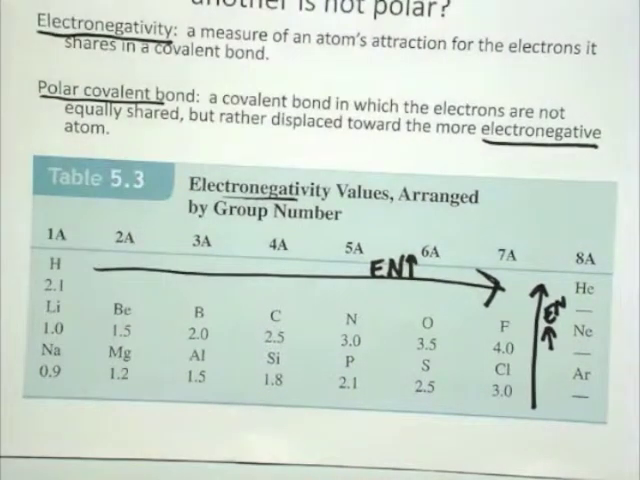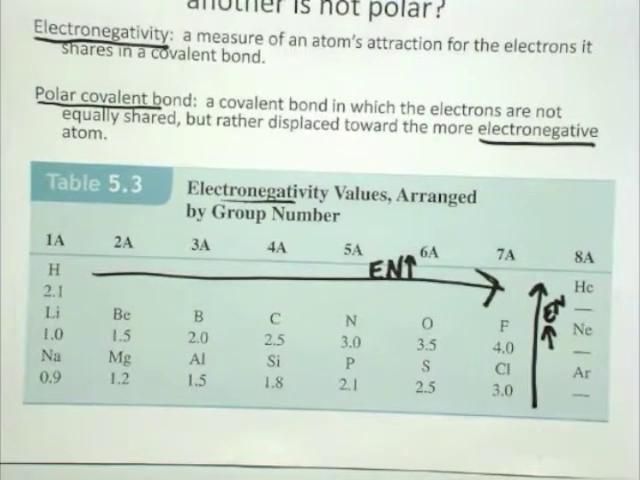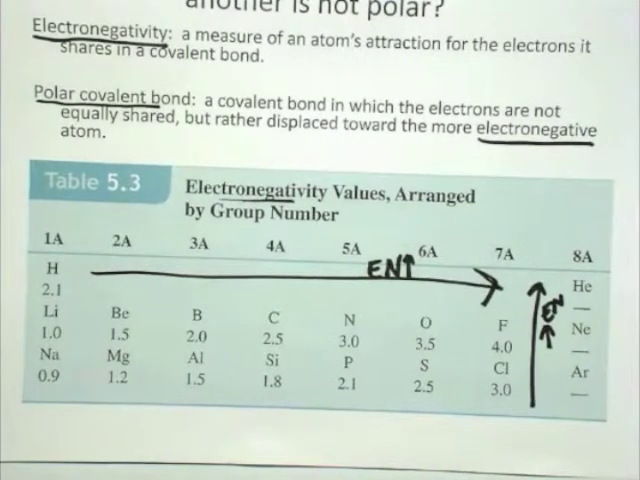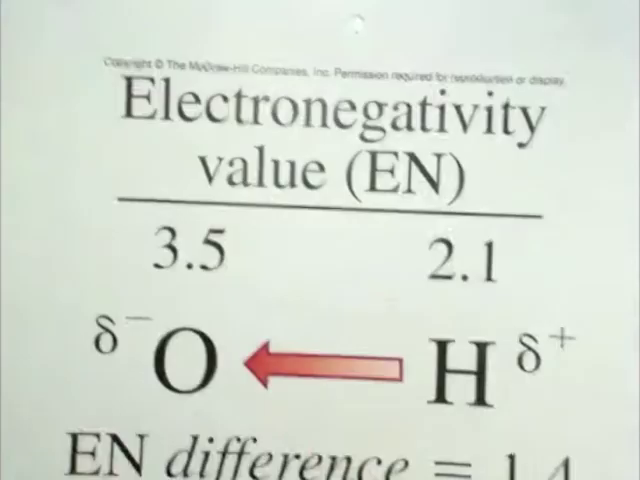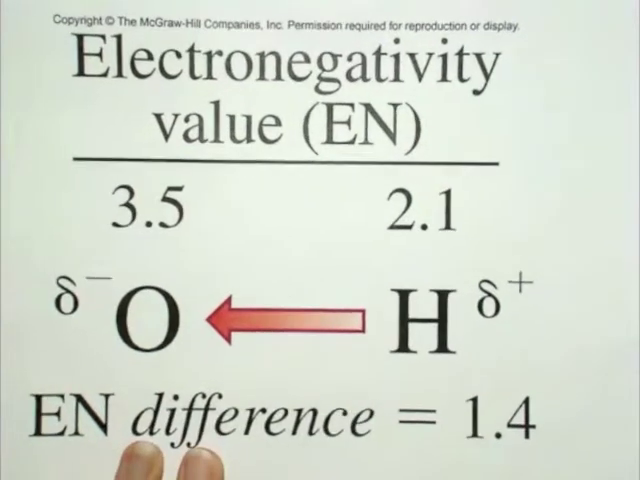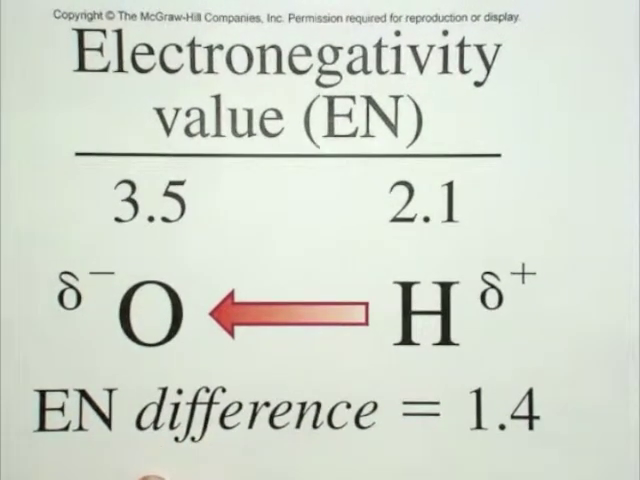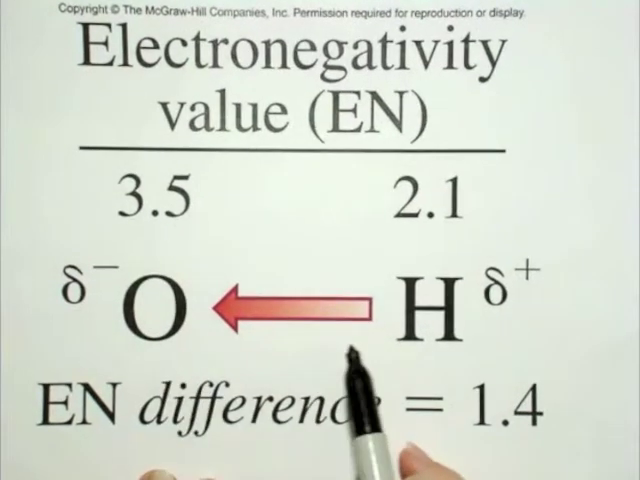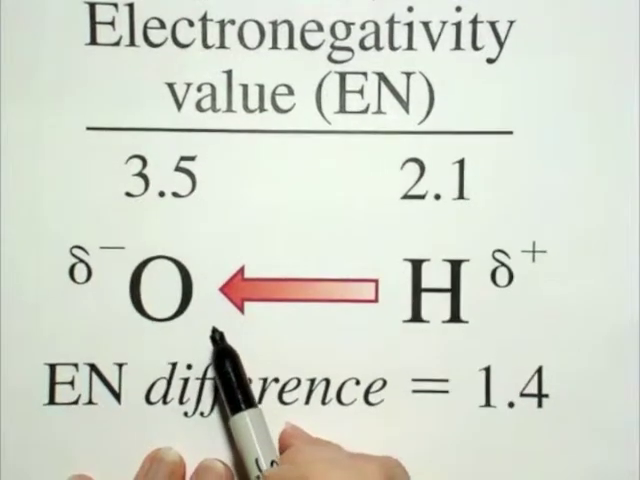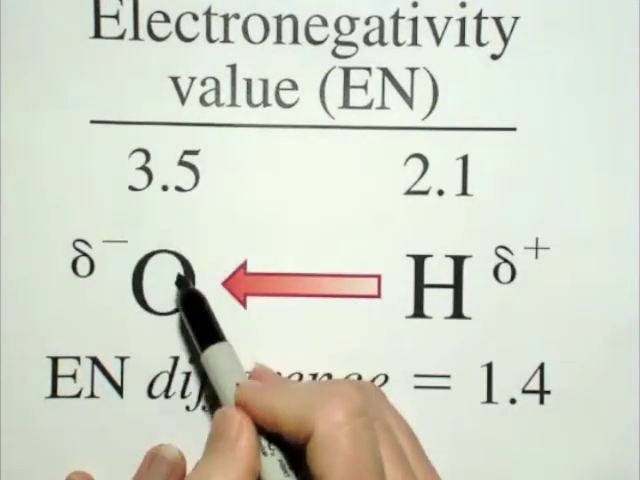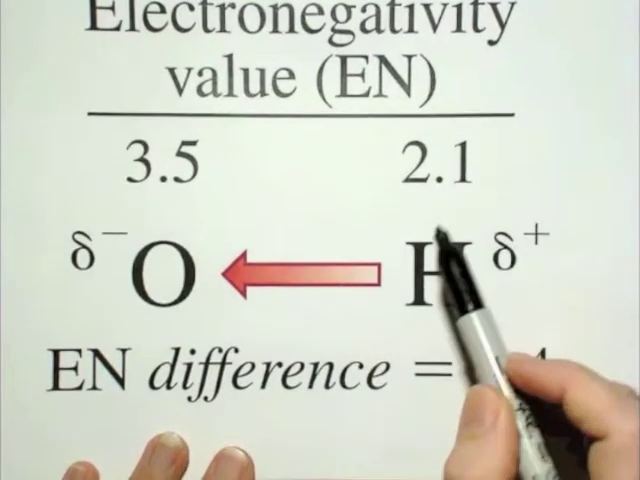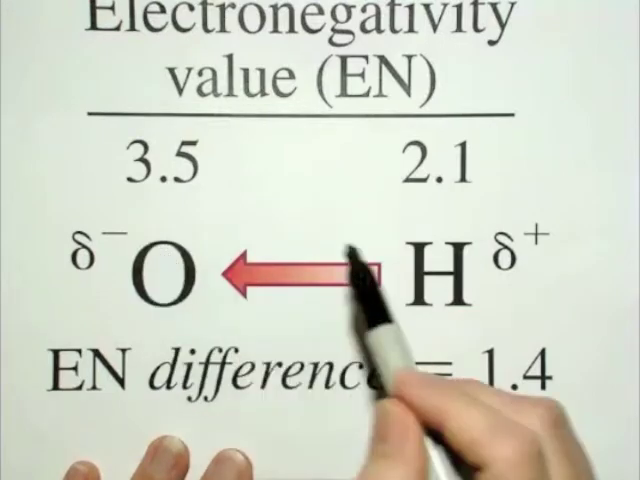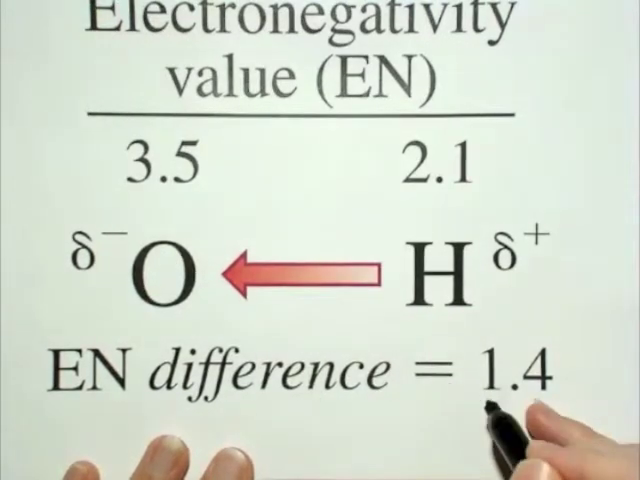So that's this idea of electronegativity, and these are values. We can use these electronegativity values to help us determine whether or not a bond is polar and what degree of polarity it is. The bigger the difference in the electronegativity value between the two atoms, the more polar that particular bond is. In this case, we're looking at an OH bond. The electronegativity value for oxygen from that table is 3.5. The electronegativity value for hydrogen is 2.1. So the difference in electronegativities between these two atoms in this covalent bond is 1.4.